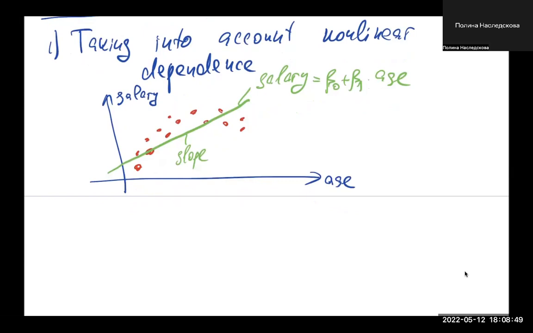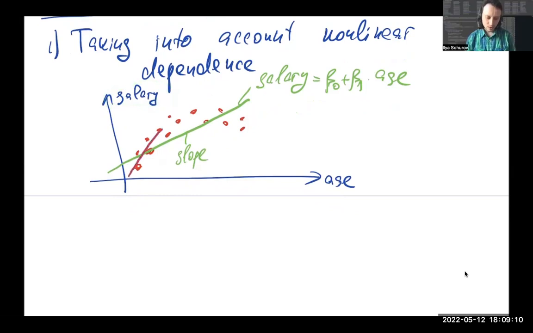Generalize it with logistic regression. This is not a logistic regression, because your dependent variable is salary. It is not a binary variable. It's just a usual numeric variable. Well, it looks like a parabola. I don't know how to say it. Yeah, a parabola is a parabola.